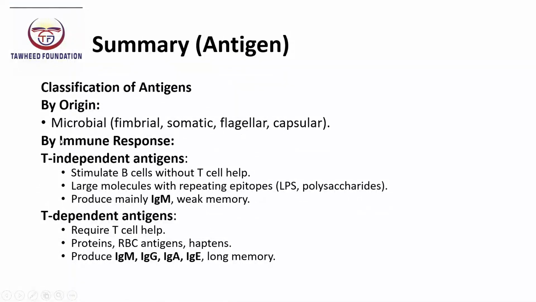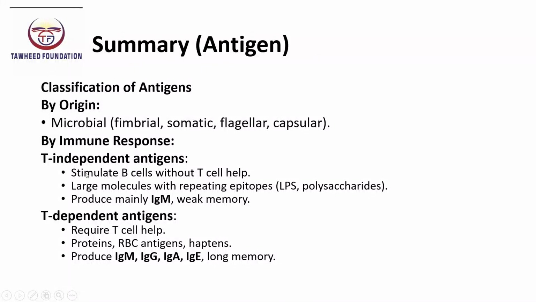Classification of antigens by origin and immune response. By origin, it is microbial, and it is divided into different parts: febrile antigens, somatic antigens, flagellar antigens, and capsular antigens. By immune response, it is T-dependent antigens and T-independent antigens.